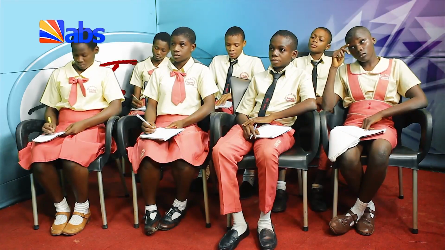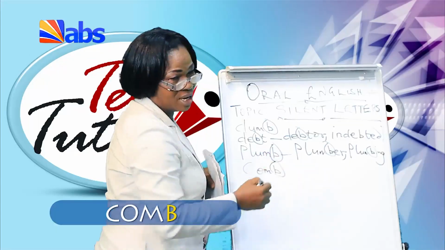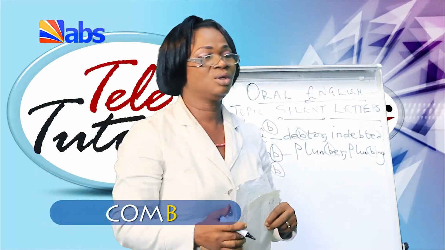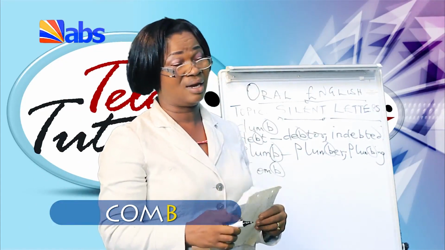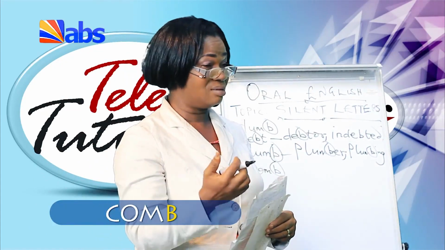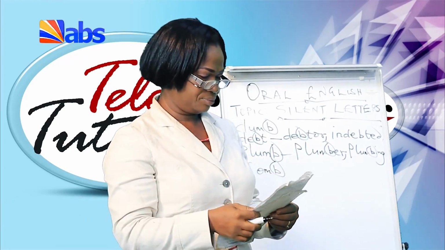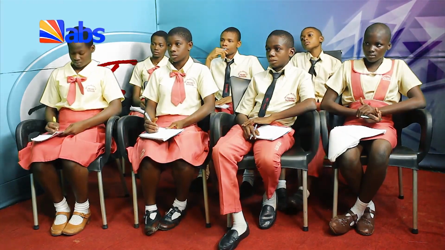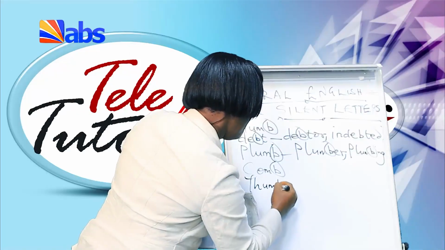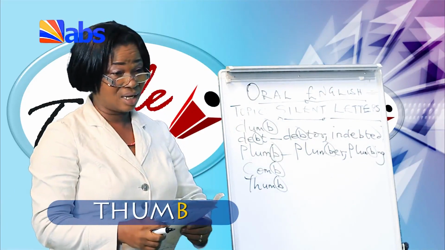Can you think of more examples? Thank you. To comb your hair. C-O-M-B. In this word, B is silent. You comb your hair. The B is silent, right? Can you think of another one? Thumb. That's good. T-H-U-M-B. Yes, B is silent in thumb.